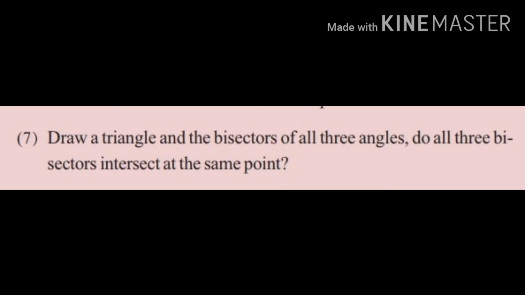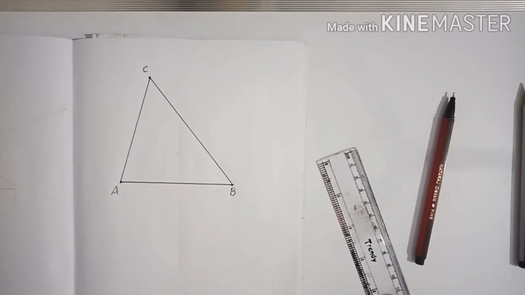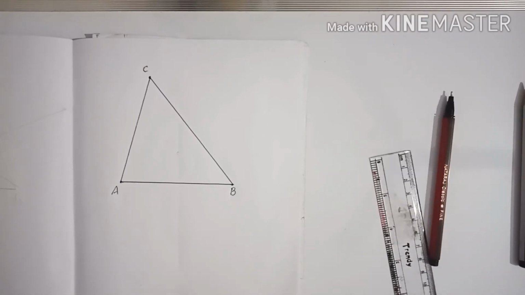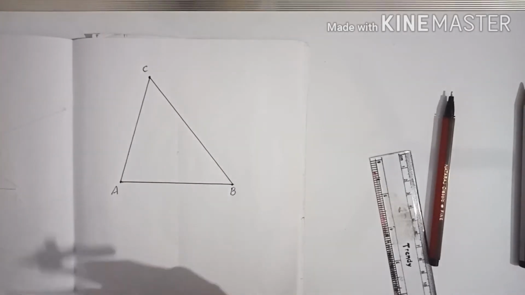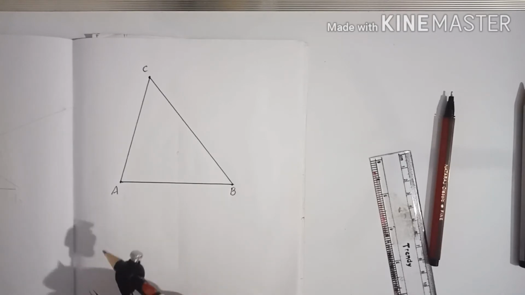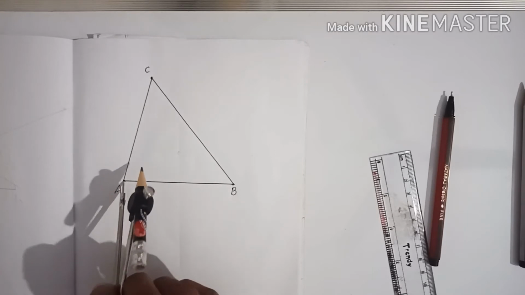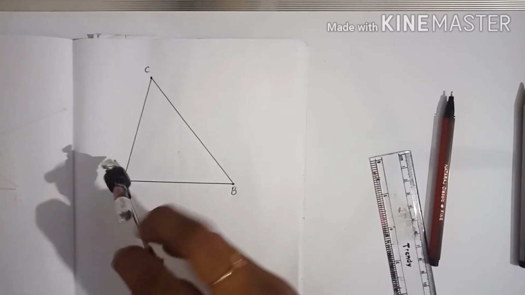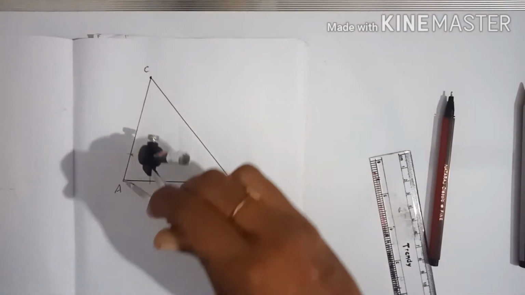So same like the previous question, first of all let's draw a triangle. This is triangle ABC. Now next we need to draw the bisector of each angle: angle A, angle B and angle C. So let's start from angle A. For the bisector of an angle, first we need to draw a small arc from the angle A point. Just draw a small arc like this.